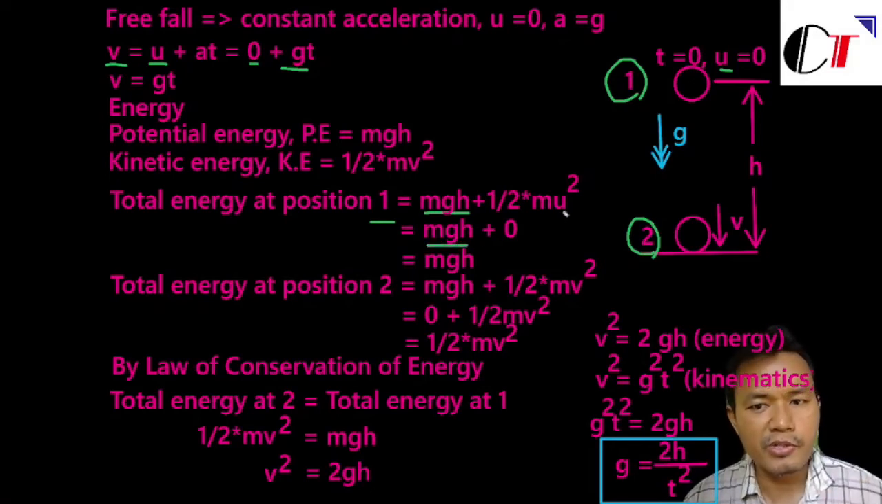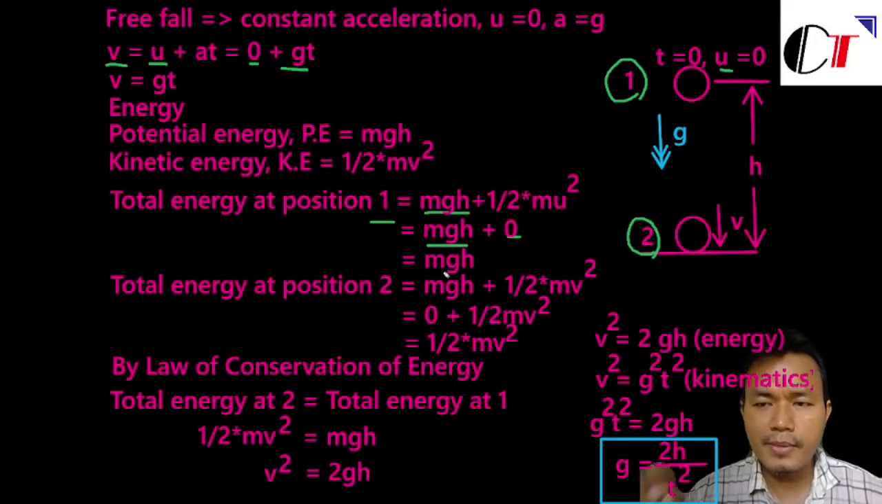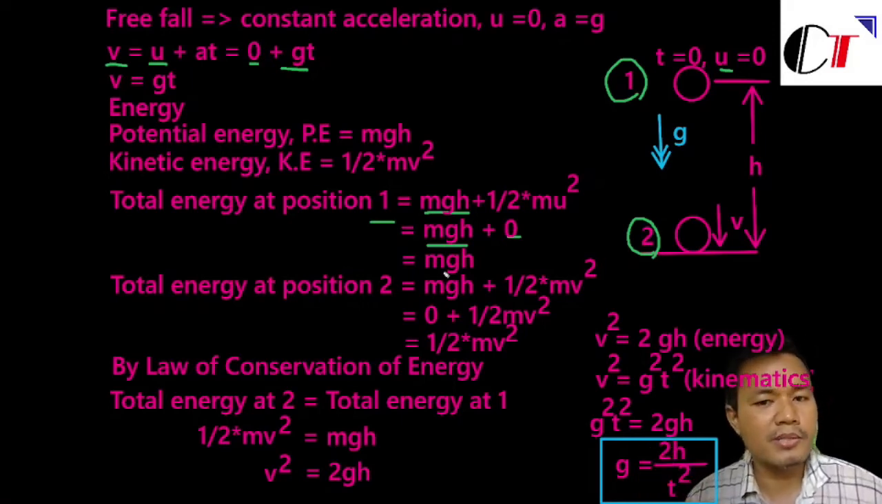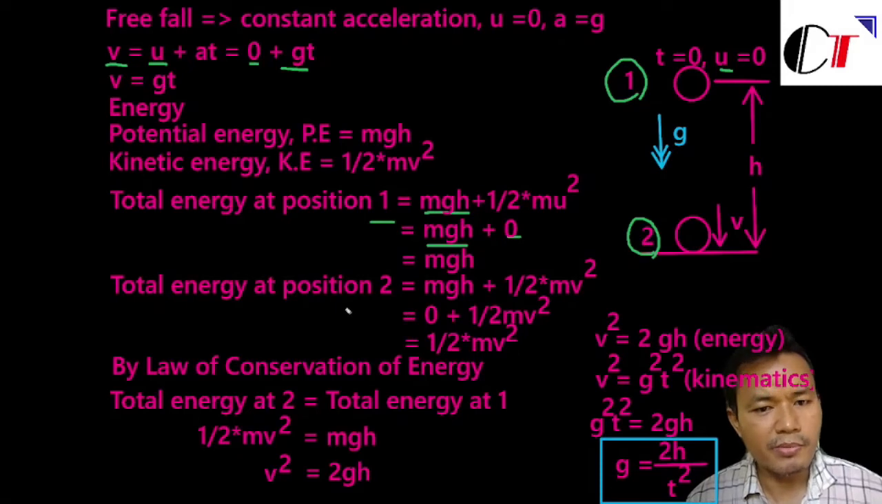Since the value of u is 0, your object will have no kinetic energy, so KE will be just 0. So the total energy at position 1 will be just mgh. This means at position 1, your object only has the potential energy mgh. There's no kinetic energy. And now let's look at the total energy at position 2.